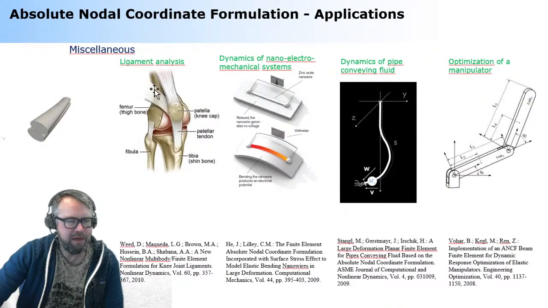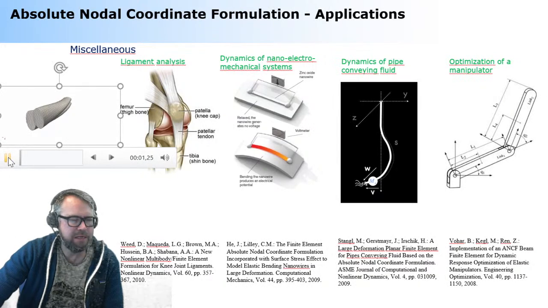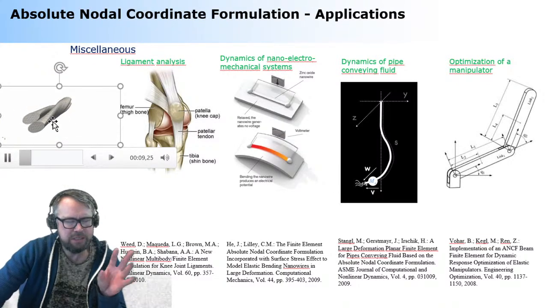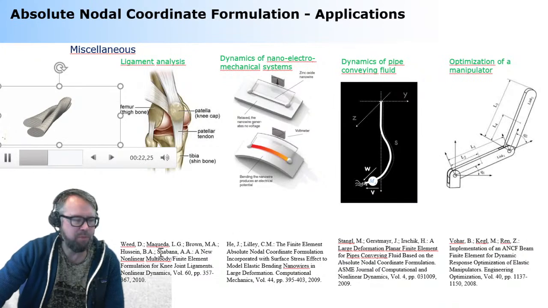Then in a biomechanical application, the modeling of tendons and such is done by using this kind of connections and contacts. So this model here is where we have two beam elements, based on the absolute nodal coordinate formulation, twisted together. This is pretty much what happens in the Achilles tendon. This kind of dynamic nonlinear electrical systems, fluid conveyor systems, and optimization of manipulators.